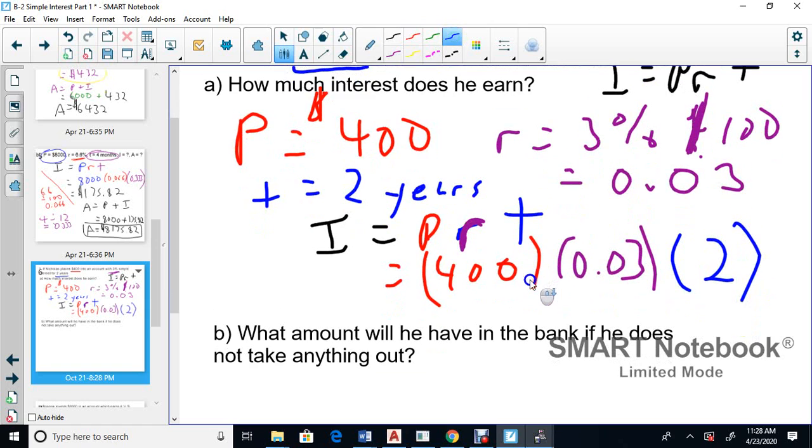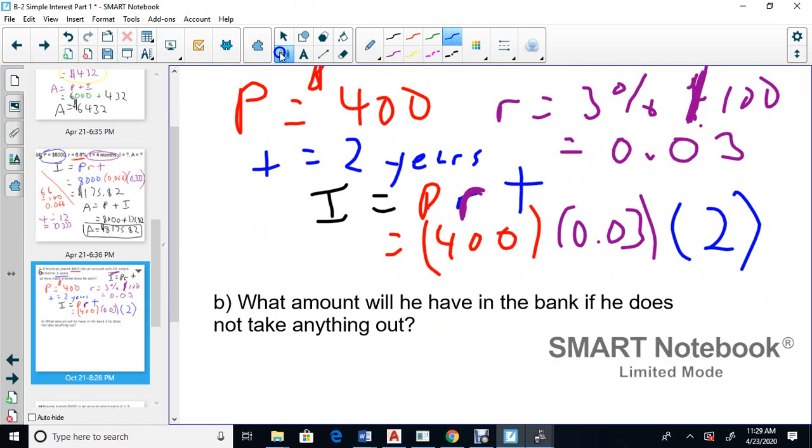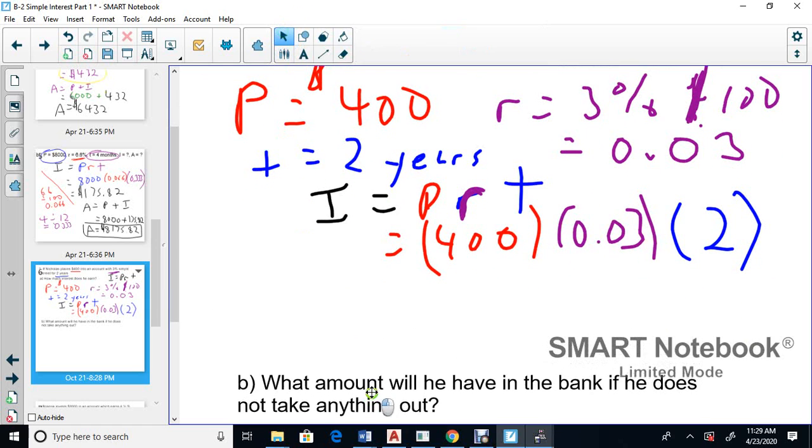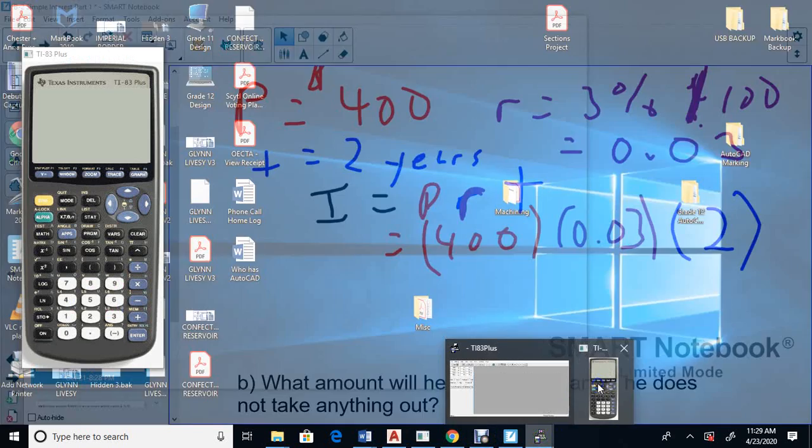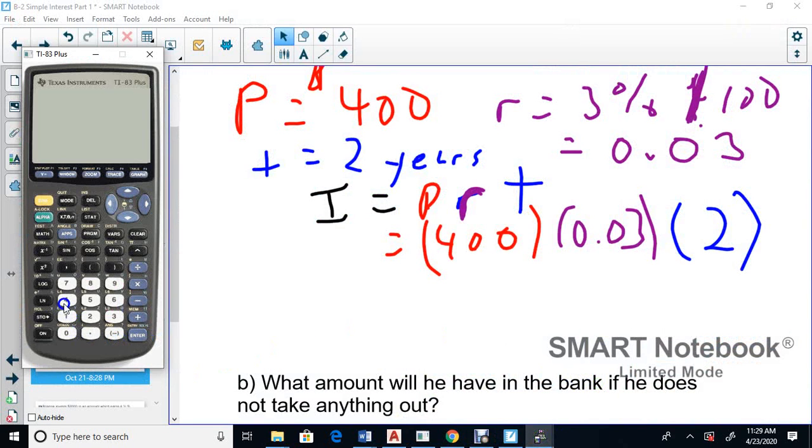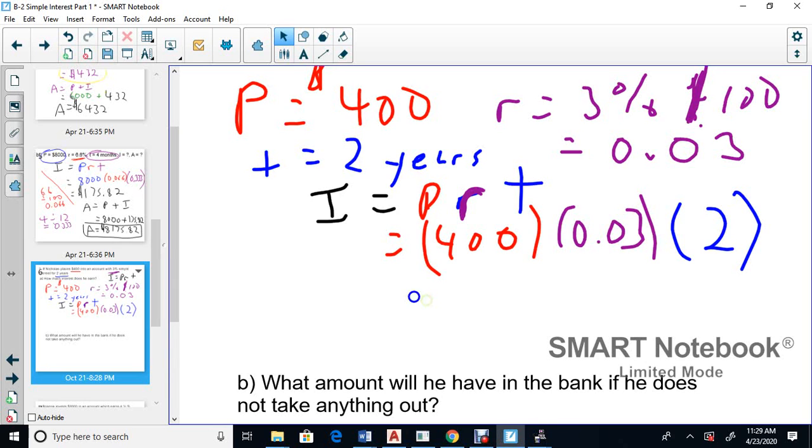Okay, I need a bit more room, so I'll just move this down, and we're going to go right to the calculator now. So you go 400 on your calculator, times 0.03, times 2, 24. Wow, only $24. That's like makes $24 in 2 years. It doesn't seem like a lot. The rate's low, it's only 3%.